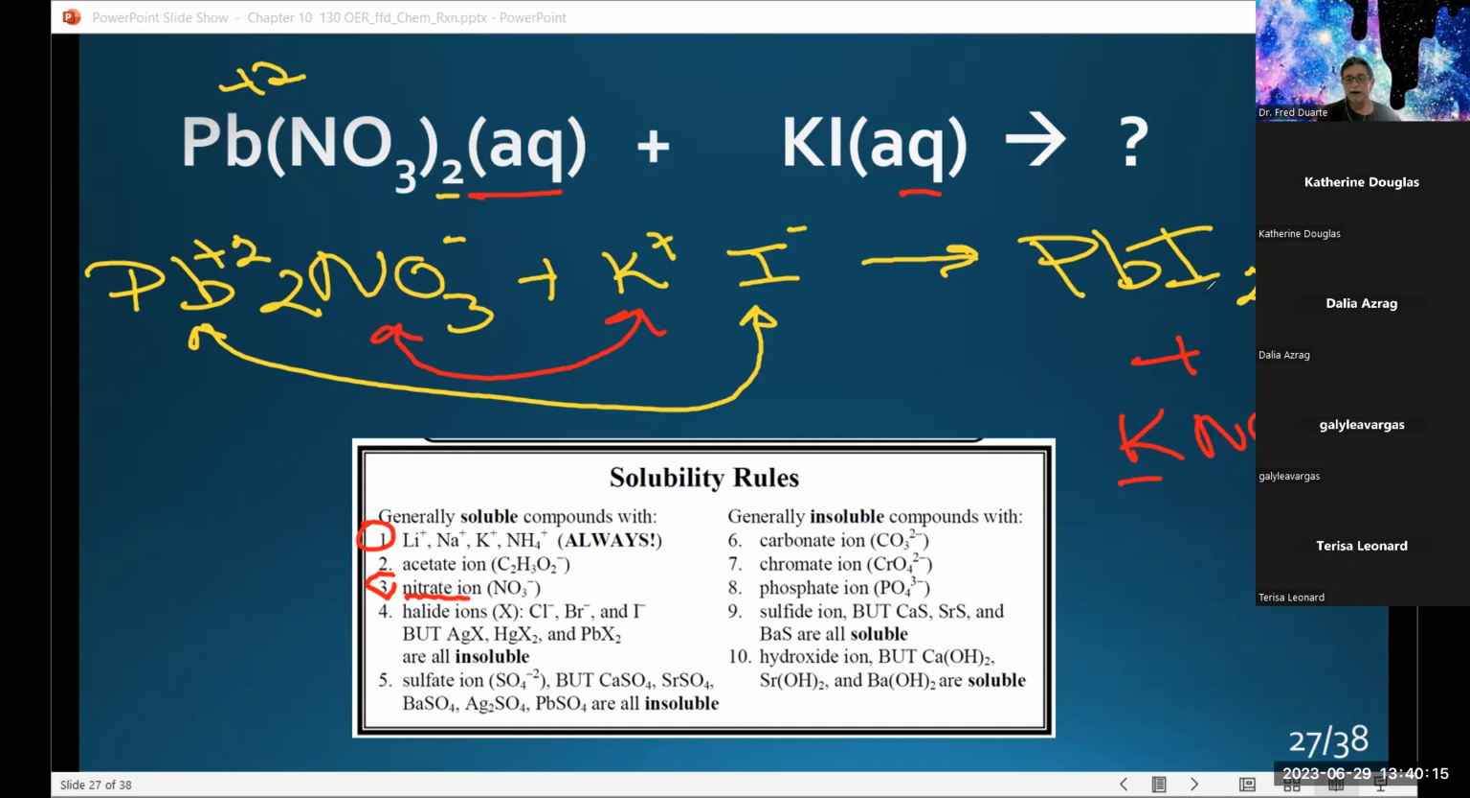The lead 2 iodide. Well, we look at number 4. Normally, the iodides, in fact the bromide and the chloride, are soluble, unless they're bonded to these 3 heavy metals: silver, mercury, and lead. So in this case, it is bonded to lead, which means that lead iodide is classified as insoluble. We put an S there. That tells me that we have a positive reaction, okay? Positive reaction, and now I can balance it.